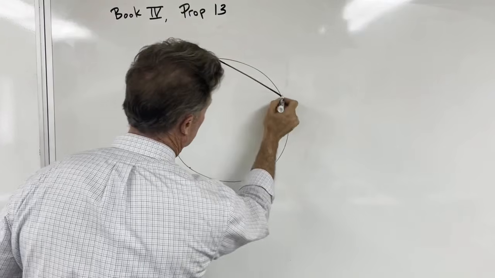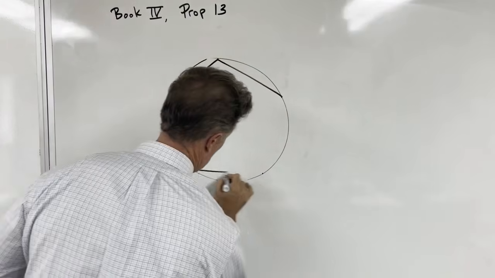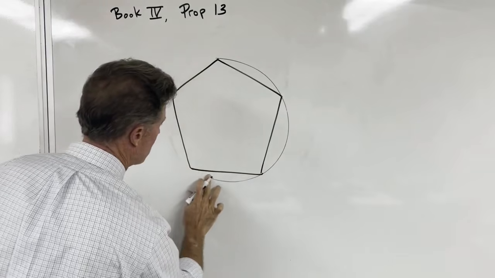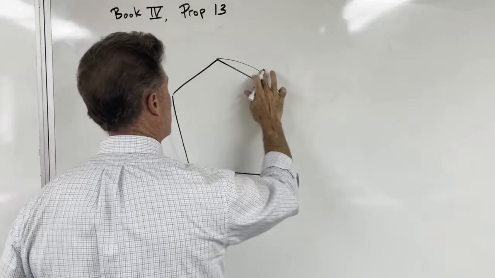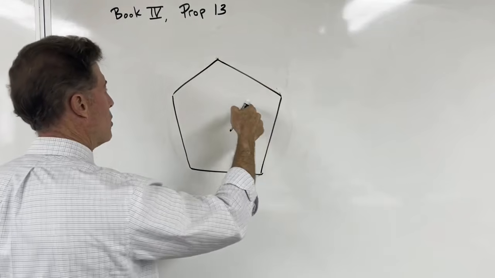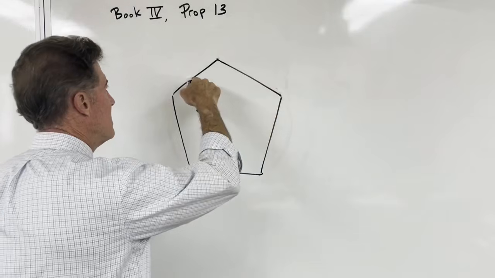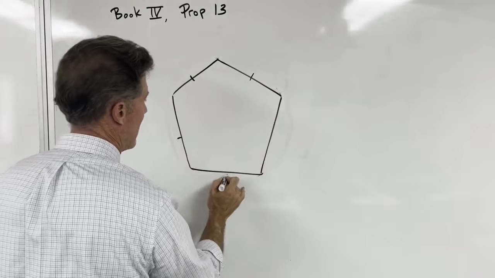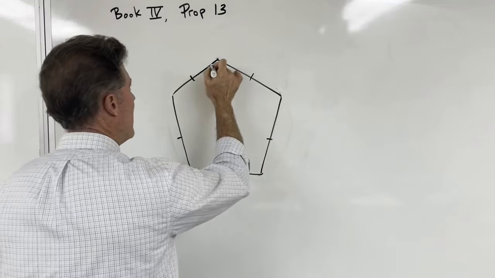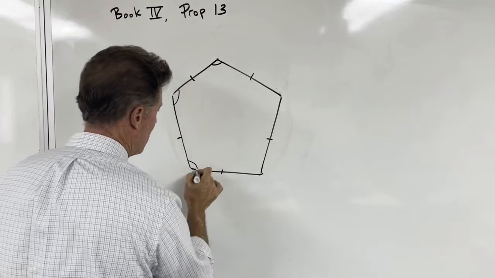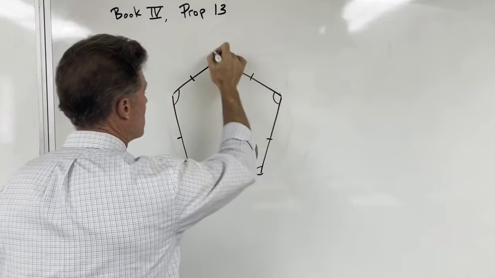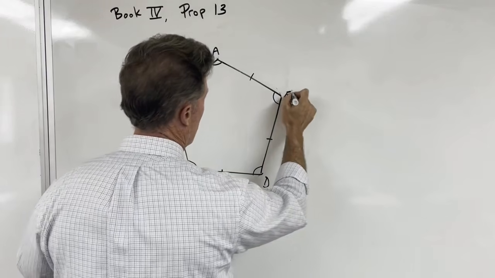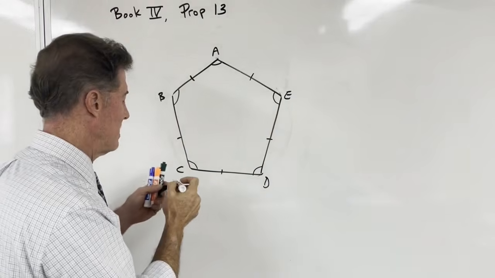So like this. All right, so now we can get rid of that. So let this be our equilateral and equiangular pentagon. And our goal is to inscribe a circle that touches each of these 5 sides without cutting it. So if it's equilateral, all these 5 sides are the same length. If it's equiangular, all these 5 angles are equal. So let A, B, C, D, E be our regular pentagon.